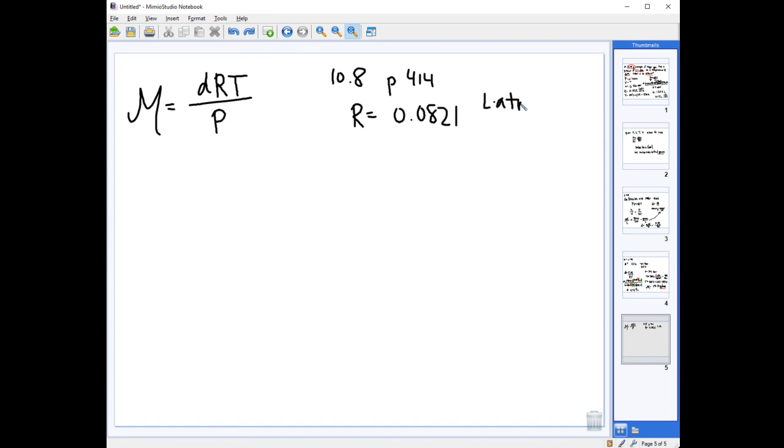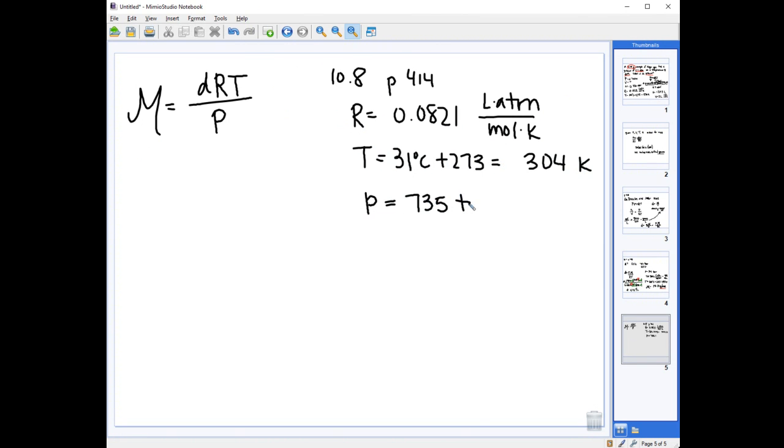Mole times Kelvin. Our temperature, they've told us, is 31 degrees Celsius. And we know we have to add 273 to get to Kelvin. So what does that give me? 304 Kelvin. Okay, so I've got 304 Kelvin. And then they tell me my pressure is 735 torr. And so I have to convert that.